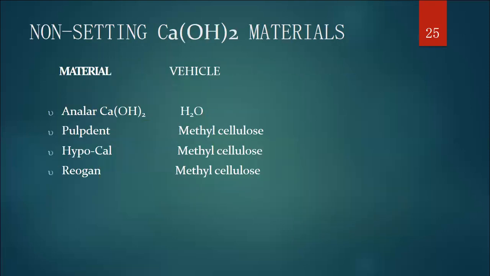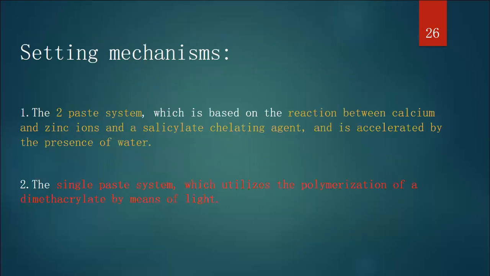Non-setting calcium hydroxide materials and their vehicles: calcium hydroxide with water as vehicle, Pulpdent with methyl cellulose, Hypocal with methyl cellulose, and Biogen with methyl cellulose. Setting mechanism: the two-phase system is based on the reaction between calcium and zinc ions and a salicylate chelating agent, and is accelerated by the presence of water. The single-phase system utilizes the polymerization of a dimethacrylate by means of light.